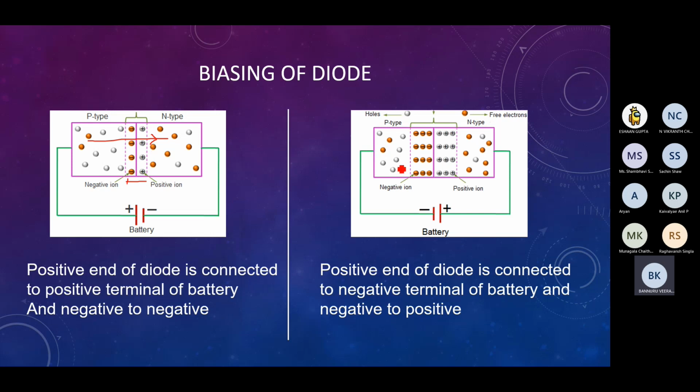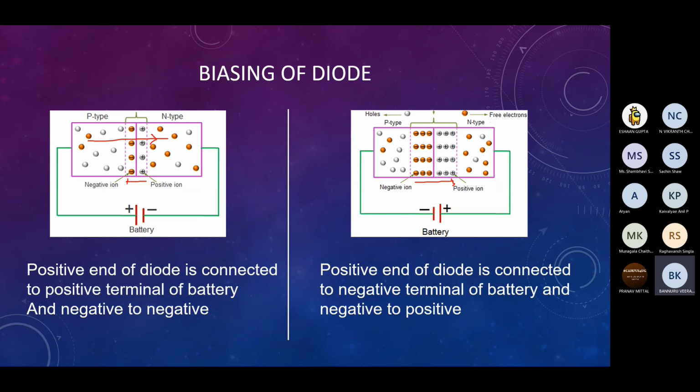And in reverse bias, the positive terminal of the diode is connected to the negative terminal of the battery. The width of the depletion region of the PN junction diode will be very large, and it doesn't allow the majority charge carriers to pass across the junction. So there will be very little current, and that is due to minority charge carriers.